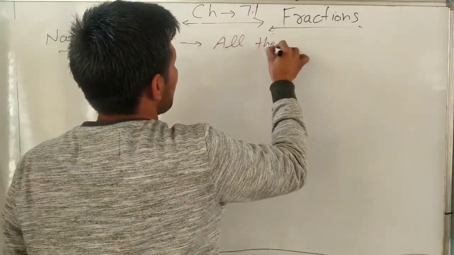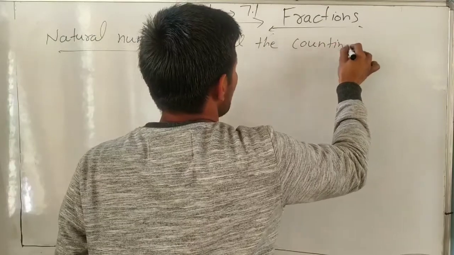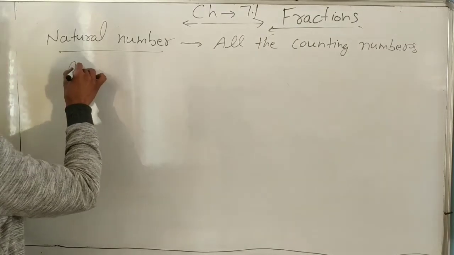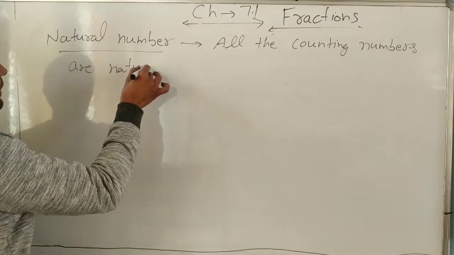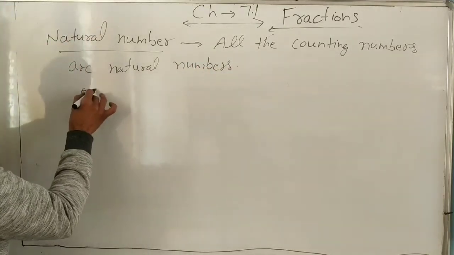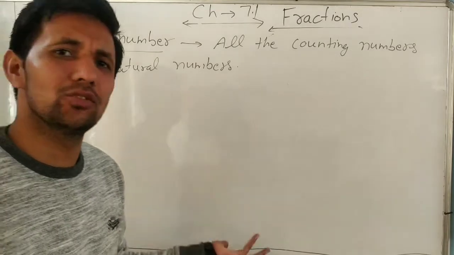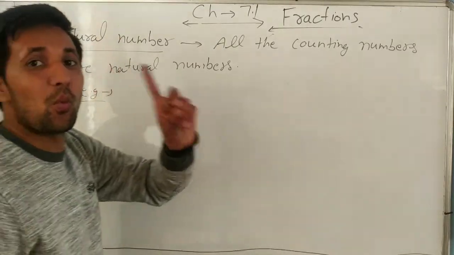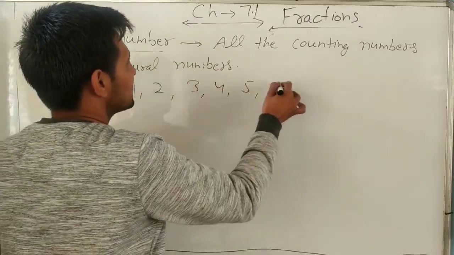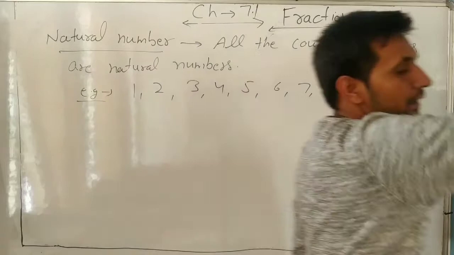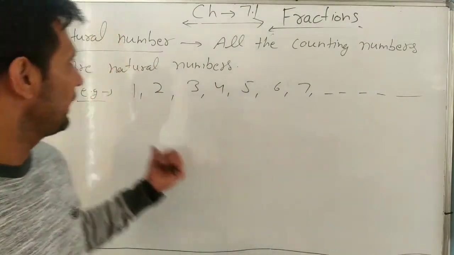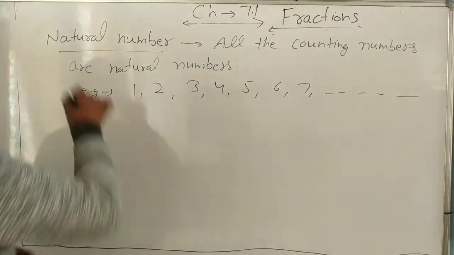All the counting numbers are natural numbers. What is a natural number? Example, all the counting numbers. What is counting? Counting starts from 1, 2, 3, 4, 5, 6, 7, 8, 9, 10, 11, up to 10 lakh. It is never ending. Okay. So note it down, it is important.